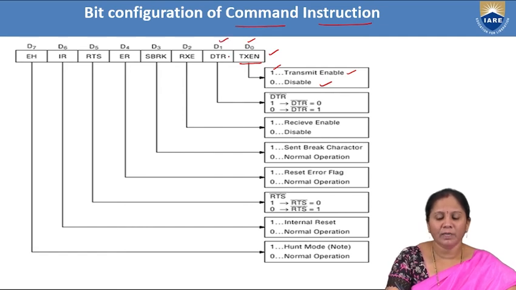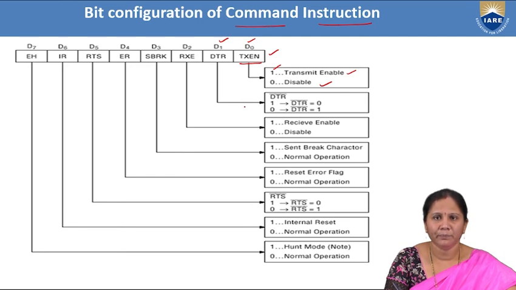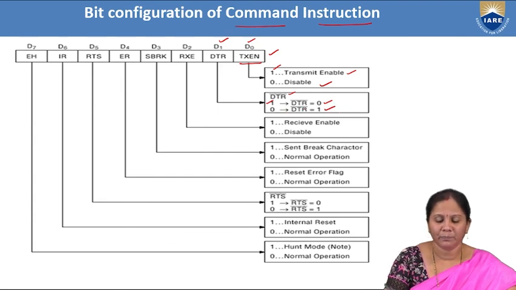And the next bit, D1, is DTR. DTR represents data terminal ready, and it is an active low signal. If that bit is made 1, it indicates DTR bar is equal to 0, that is, data terminal ready is enabled. And if it is 0, DTR bar is equal to 1, disabled.